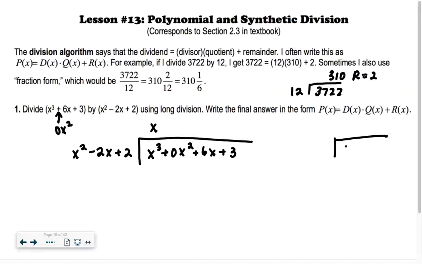And just like with our normal division, maybe I should do this normal division off to the side. So when I put a 3 here, I take my 3 and I multiply by 12, right? And then I put it below. So I'm like, okay, 36, got it. That's what I'm going to do here. I'm going to take this x and I'm going to multiply by everything that was in the divisor. So I'm going to do x cubed minus 2x squared plus 2x.